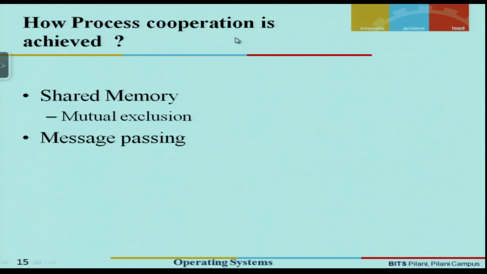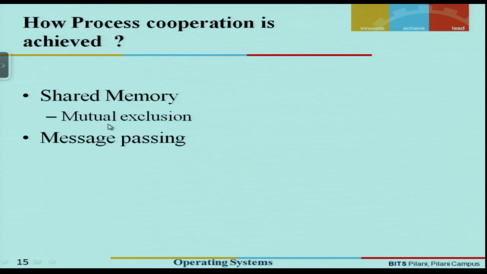The cooperation among the processes can be achieved primarily by two means. One we call shared memory. So there is a memory area which can be shared among all the processes. Any process which wishes to communicate with another process can go into that memory area, write the message, and the other processes can read it from the shared area. But we can very clearly see that while one process is writing the message, another process should not be able to modify it.